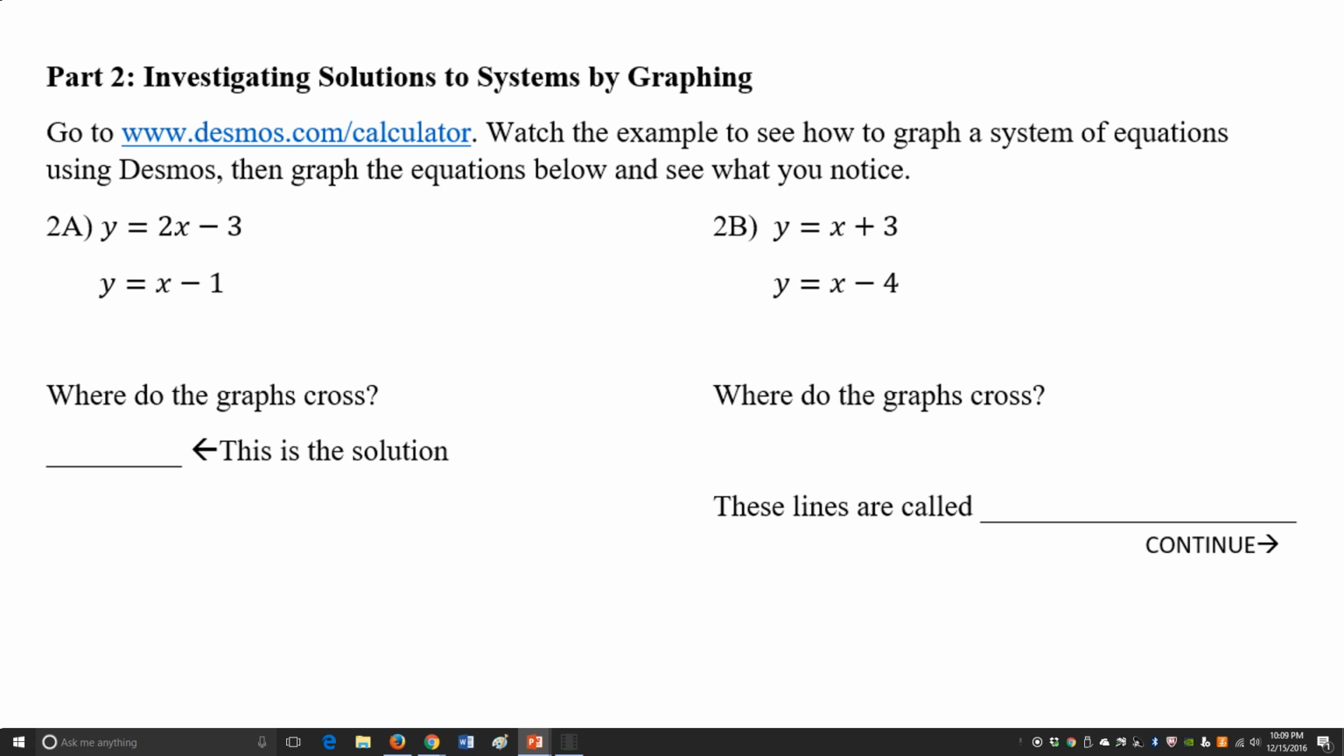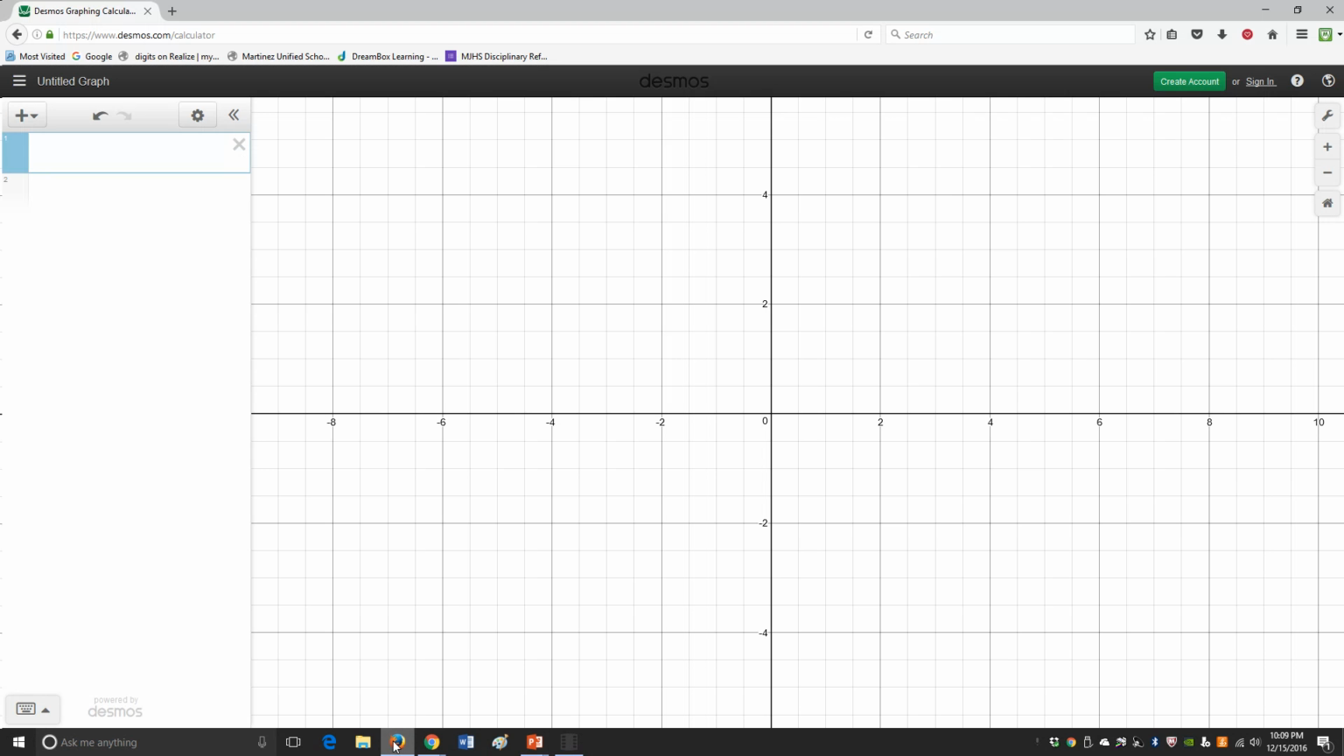Okay, Math 8 students, we're on to part 2, where you're going to be using Desmos.com, which is a graphing program to analyze these different systems of equations. I'm going to show you a quick example on Desmos so you can see the basics, and then I want you to go ahead and log in there. You actually don't need to log in, just type in the address and go to the website.